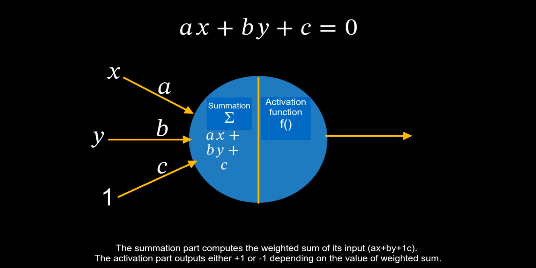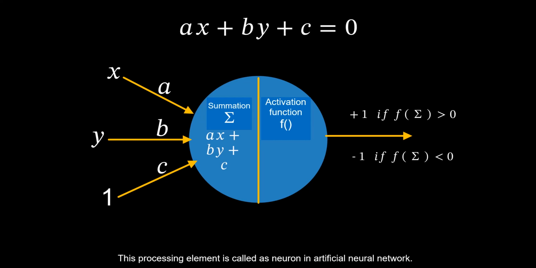The summation part computes the weighted sum of its input, that is ax plus by plus 1c. The activation part outputs either plus 1 or minus 1 depending on the value of the weighted sum. This processing element is called a neuron in an artificial neural network. In a two-dimensional space, a neuron is essentially a line and it can classify data into two groups.